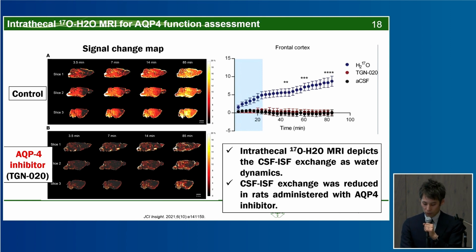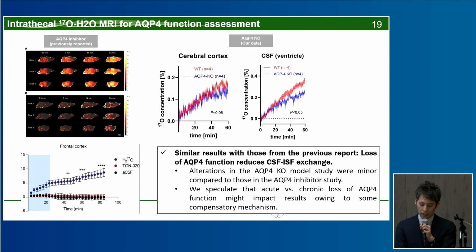The findings from a similar study by another research group are presented in the extracts. They employed an AQP4 inhibitor to temporarily disrupt AQP4 function, and they observed that when using intracisternal O17 MRI, the translocation of O17 water from the CSF space to the brain parenchyma became less effective. Our results were similar to those in the previous reports. Loss of AQP4 function also reduces CSF-ISF exchange as a water tracer movement.